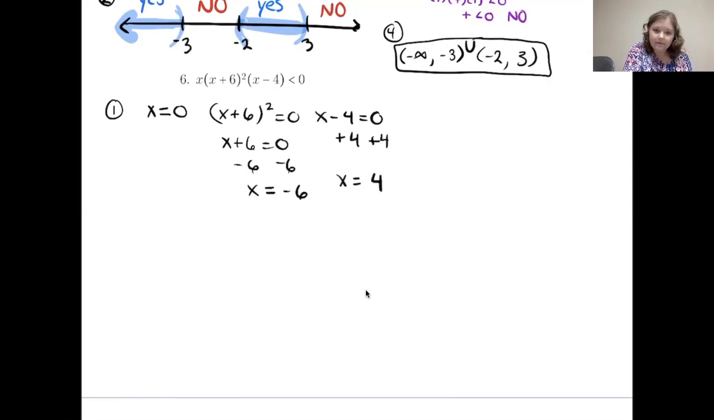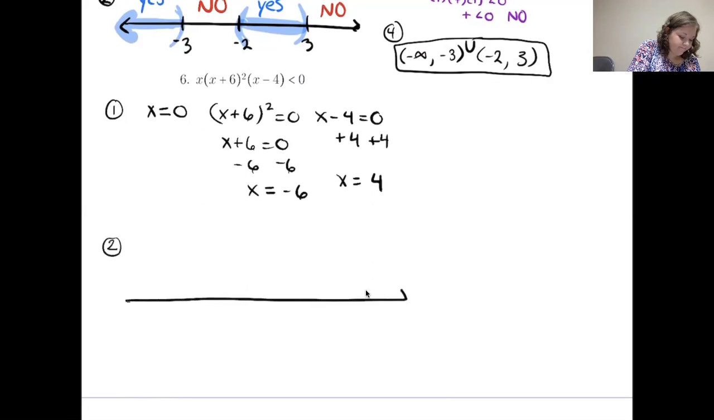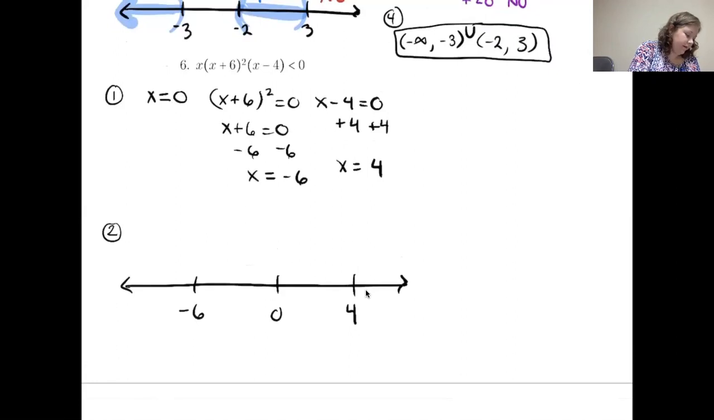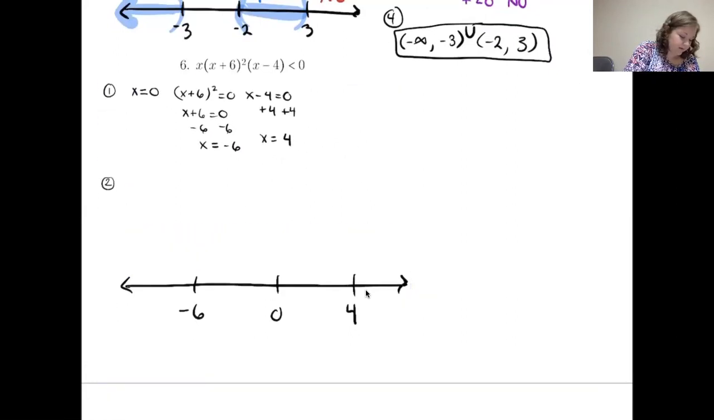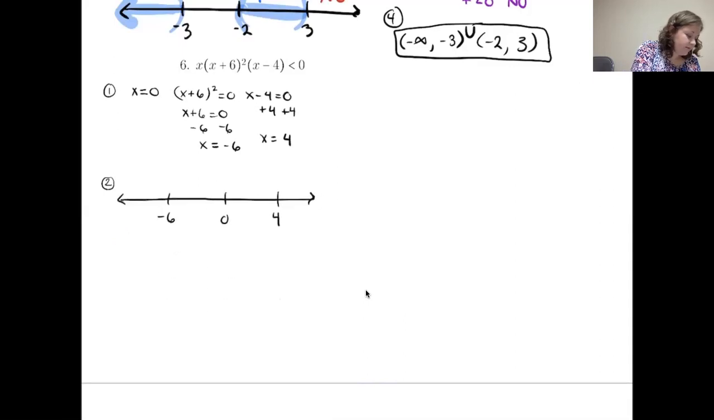So same thing here, we've got 3 numbers, and so we'll put them on the number line in step 2 in the correct order. So negative 6 first, 0 and 4. And then we will go on to step 3, which is the sign test method. So let's give ourselves some room for that. Okay.